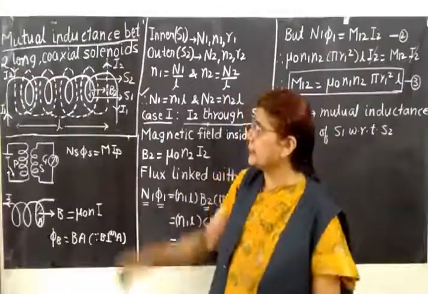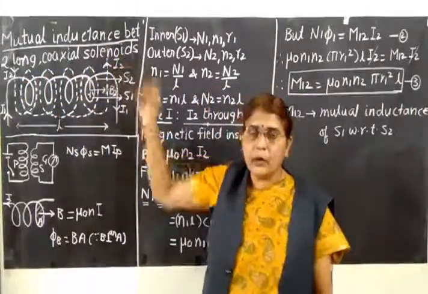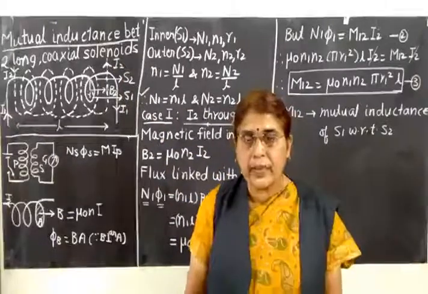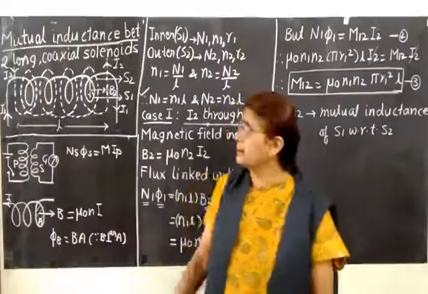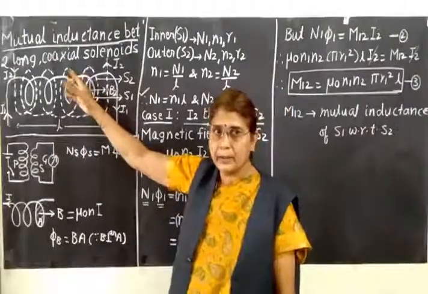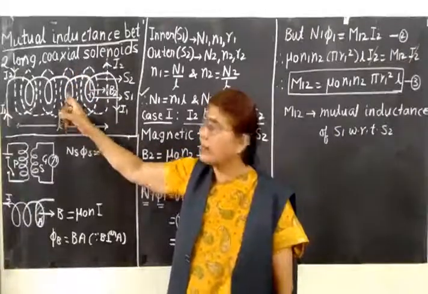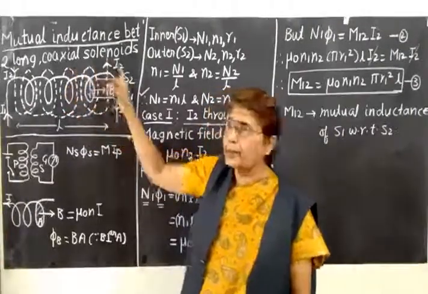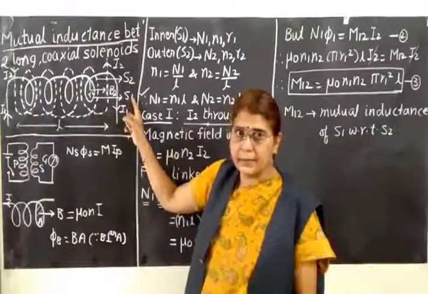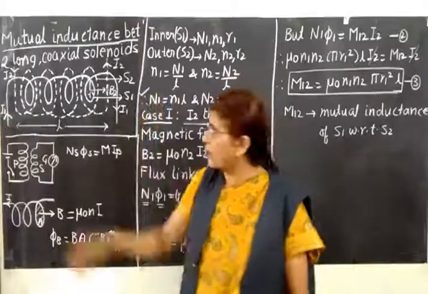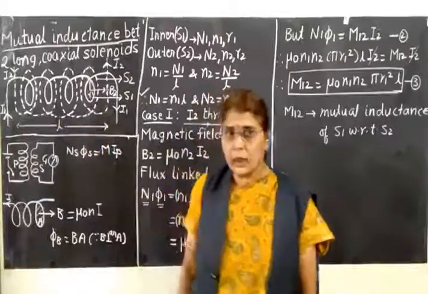Now let us consider two long coaxial solenoids. What is the meaning of coaxial solenoids? Axis is the same for both the solenoids. So we are having two solenoids. You can see them in the figure. One is shown by the dotted lines, another is shown by the solid lines. The outer solenoid we shall denote by the letter S2 and the inner solenoid we shall denote by the letter S1. Length of each solenoid is equal to L. So same length is there for both the solenoids.